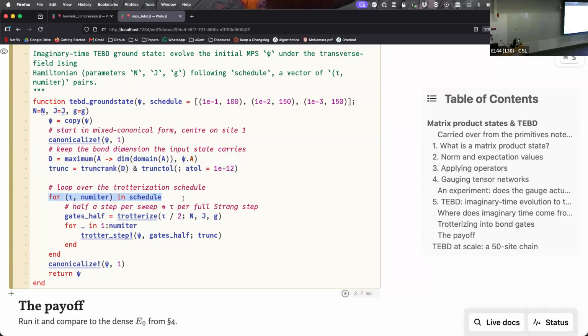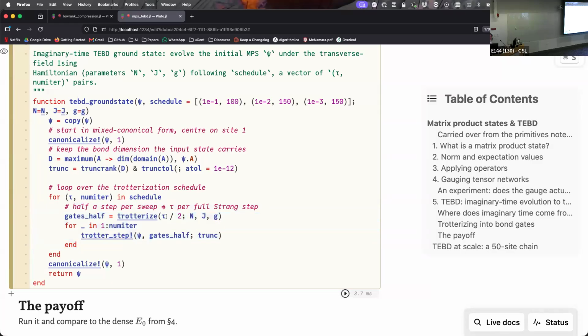Well, in the beginning, I want to take big time steps, which will have a larger error, but I don't care that much because my state isn't very accurate to begin with. And then as I get closer and closer to the ground state, I care more about accuracy, and I reduce the size of my time step and take more steps. And so here you see I will do 100 steps at time step 10 to the -1, 150 at 10 to the -2, and another 150 at 10 to the -3. You can write down more checks on when to consider things as converged, but basically you just apply these gates.